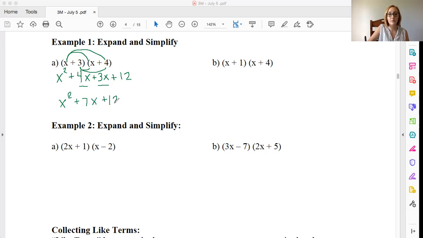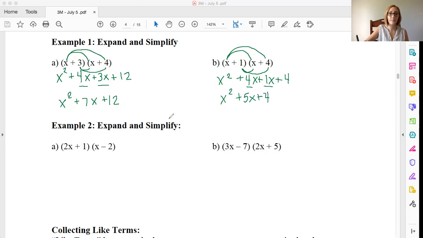And then plus 12 because there's no other ones like that. Okay, so we're going to look at B. So x times x, again, gives you x squared. X times 4 is 4x. 1 times x becomes plus 1x. And 1 times 4 is just 4. So keep in mind that you got to put your like terms together. So you're going to have x squared plus, so 4 plus 1 is 5x, and 4.